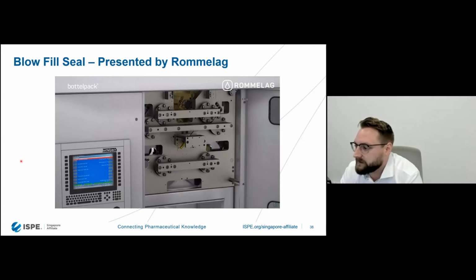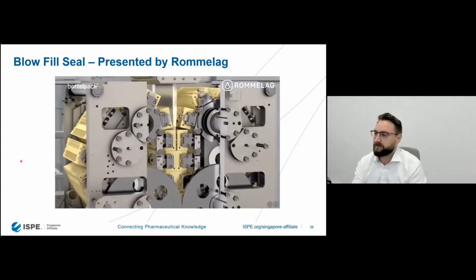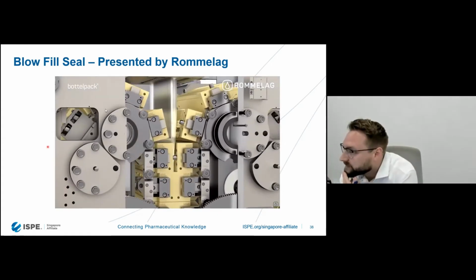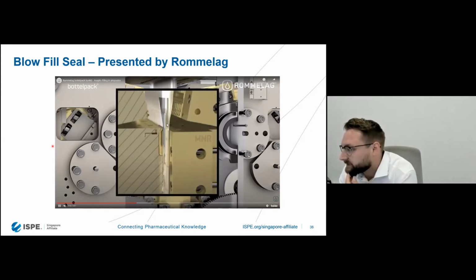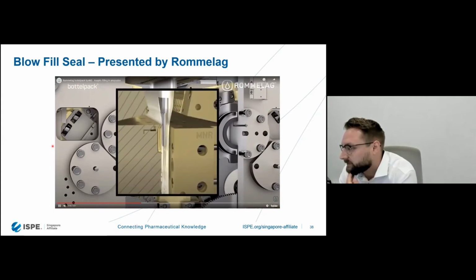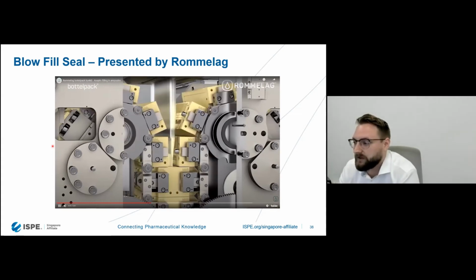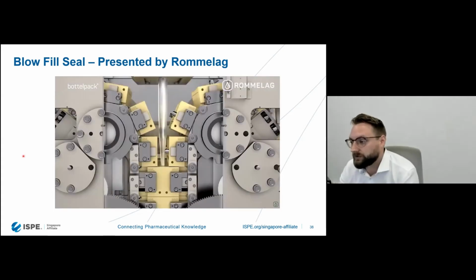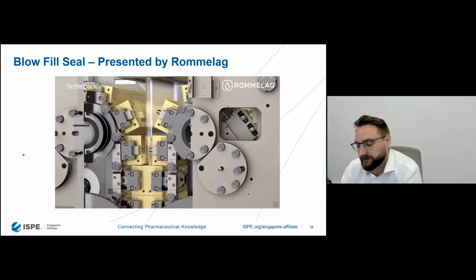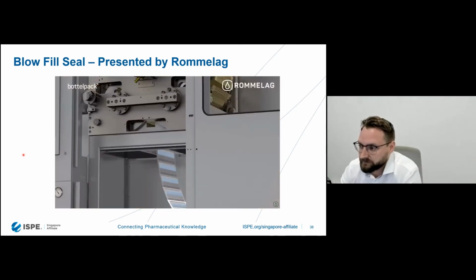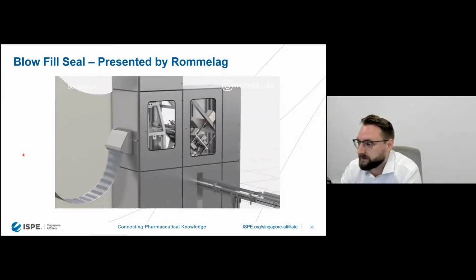And as we get inside to the critical zone, the yellow bits are the mold, and you can see this is actually the needle here, or the mandrel as it's called. So as the plastic is extruded into the mold, the liquid is filled into the mold and sealed, all in one continuous motion. There's no vials, no stoppers, no caps, it's all done with the plastic extrusion. And there's very little exposure to the external environment, which is one of the benefits of BFS.